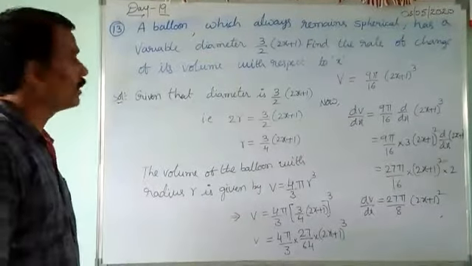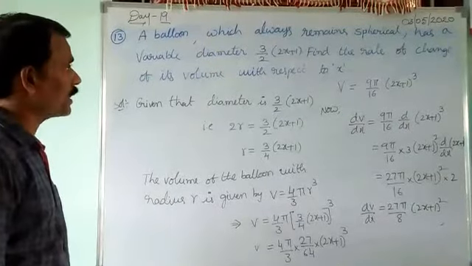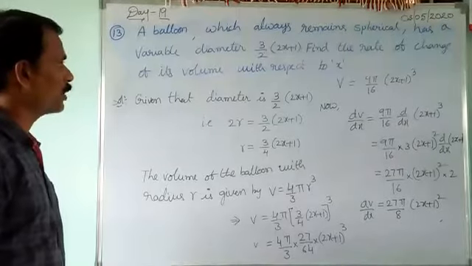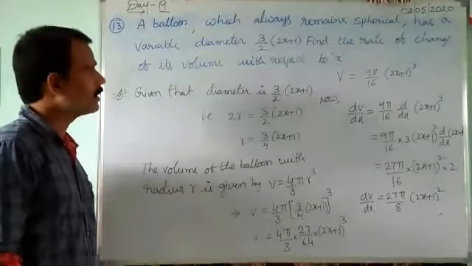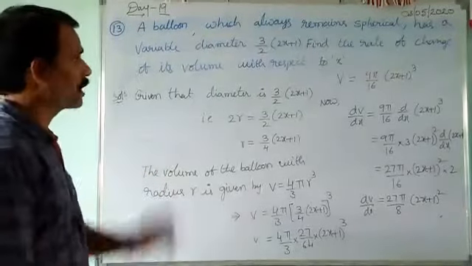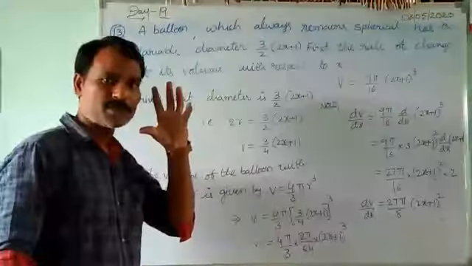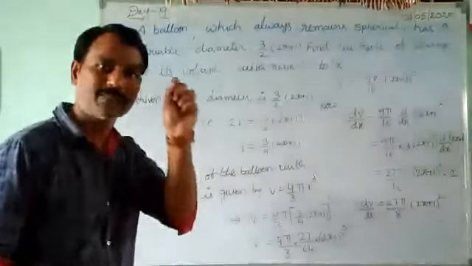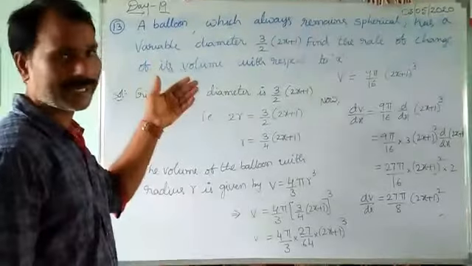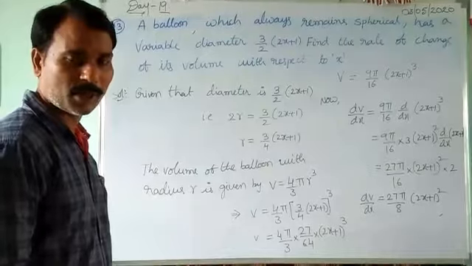13th one. A balloon which always remains spherical has a variable diameter 3 by 2 of (2x plus 1). Find the rate of change of its volume with respect to x. Guys, what is the meaning of this? Balloon means, as we already discussed, a spherical shape. Variable diameter means, suppose sphere has one variable, it is nothing but radius r. So with radius r we calculate the volume of a sphere, 4 by 3 into pi into r cube.